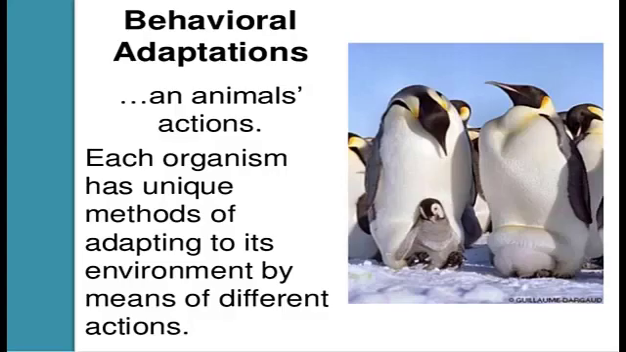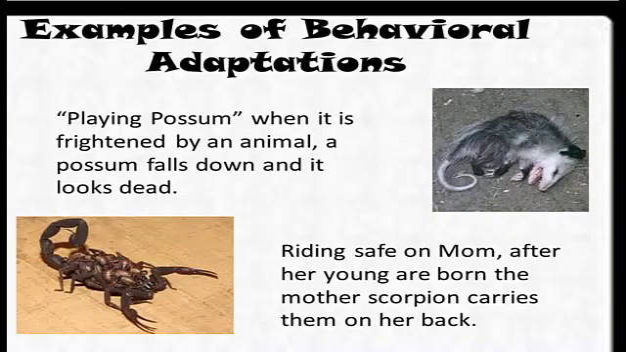Now, behavioral adaptation. Behavioral adaptation is an animal's action. Each organism has unique method of adapting to its environment by means of different actions. Just like playing possum. When it is frightened by an animal, a possum falls down and it looks dead. Another example, riding safe on mom. After her young are born, the mother scorpion carries them on her back.